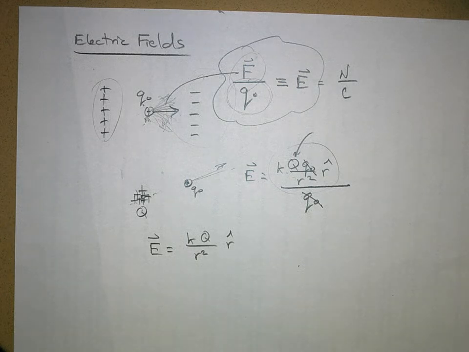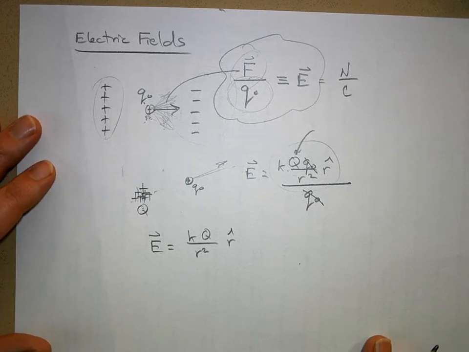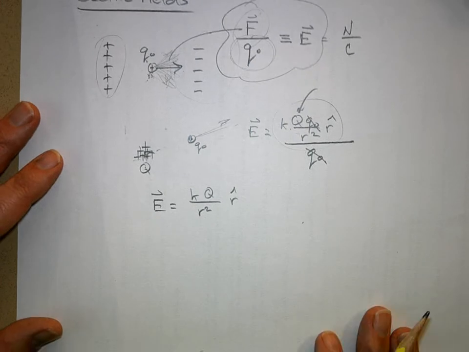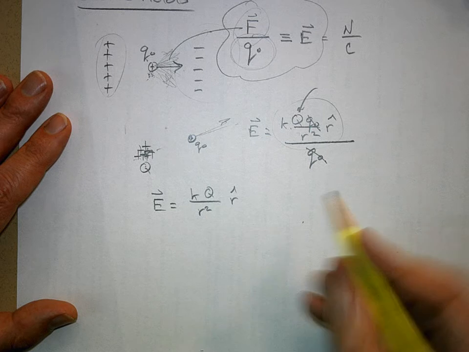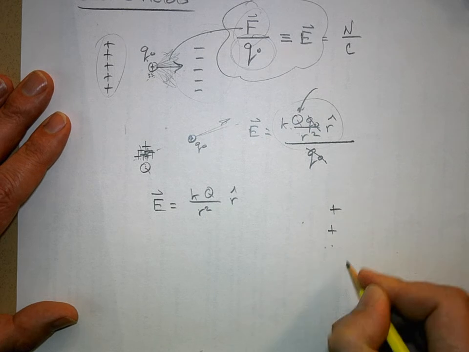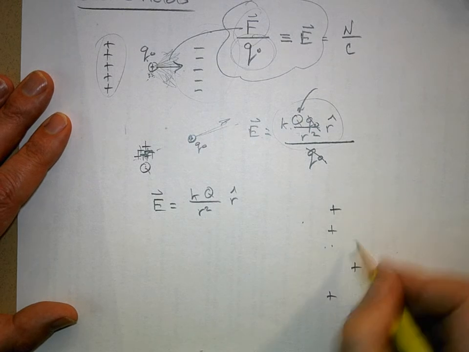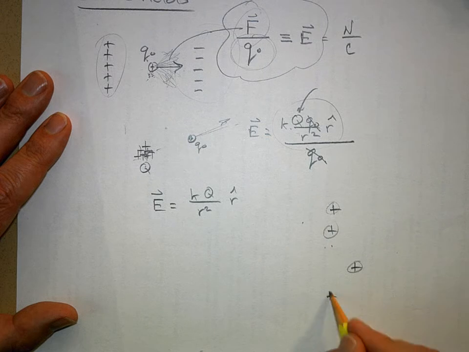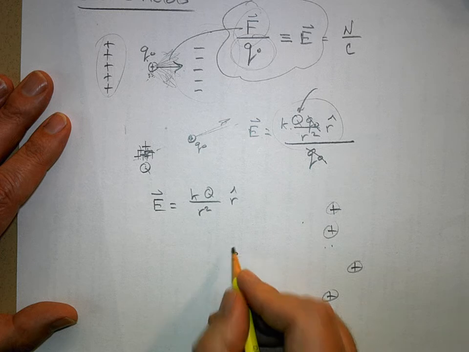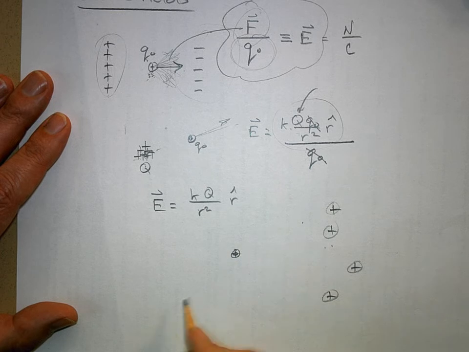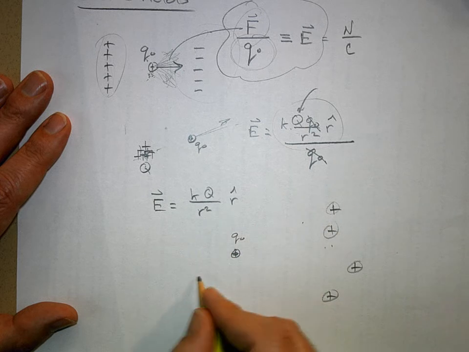So that's electric fields for a point charge. Of course, what we also did was take a whole bunch of point charges. Here's a point charge, point charge, point charge, point charge, and I want to know what the E field is right here. Here's my test charge, Q naught. I would say, well, I'm just going to add all these together. So I would sum them.